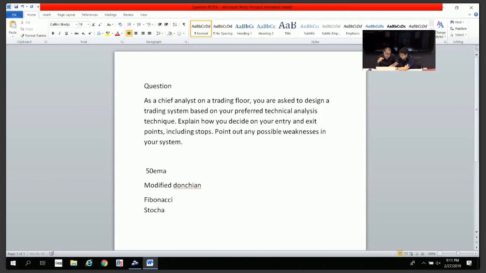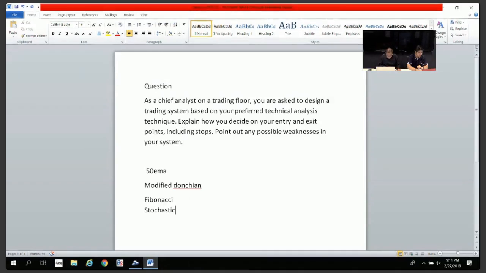Now, Fibonacci and stochastic is used for pullback trades, and the 50 EMA is used to define the trend, and the modified Donchian is used for breakout. So I'll explain after this. All right, okay. So we start off with first, what are the preferred indicators? There are 4 indicators. Now, these are the reasons why I have chosen the above indicators.